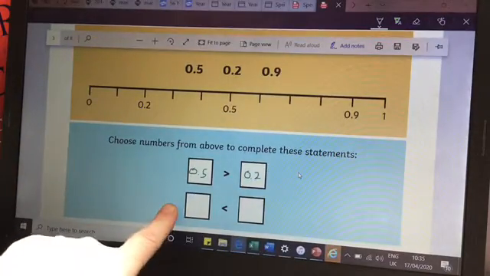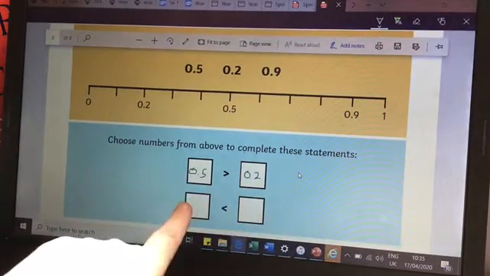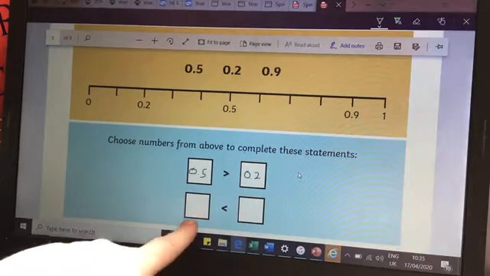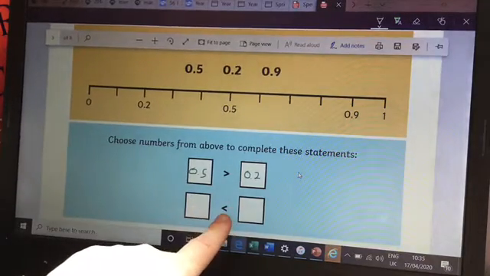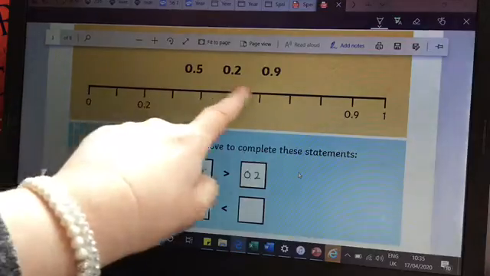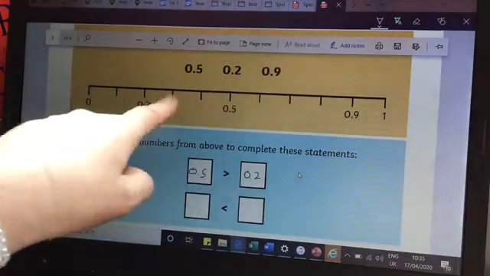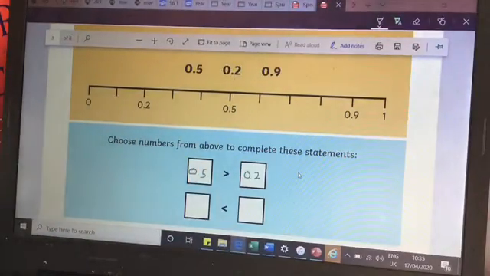So think. Now can you write your own statement, a number in this box, which is smaller than the number in this box? Remember, you're just picking from these three numbers here. I'm going to give you a few seconds to have a look.